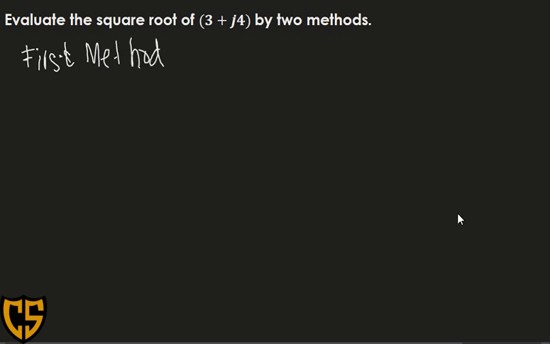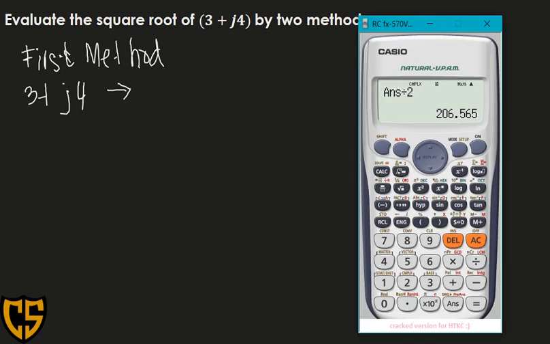So the first method is through polar form. The easiest thing to do is to first convert this into its polar form. So 3 plus j4, we convert into polar form. We are going to convert it directly using our calculator. So we have 3 plus 4i on the calculator.